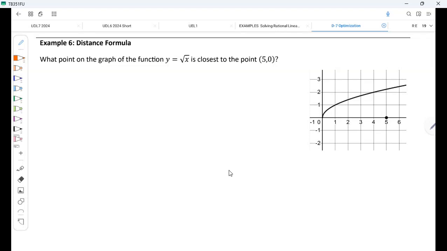All right, so what we're going to look at today are two specific problems. There's a problem where you're trying to find a point that is the closest distance to a function, and then there's a separate problem where we have to use the Pythagorean theorem. Hopefully that one goes well.